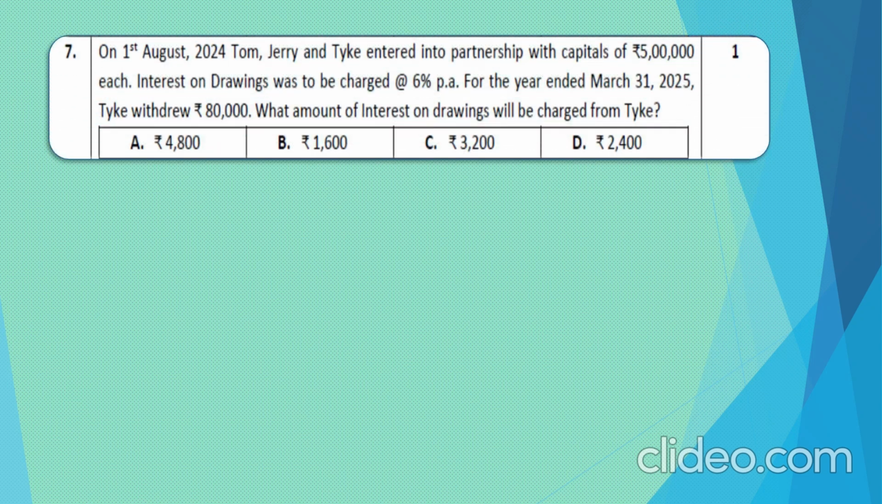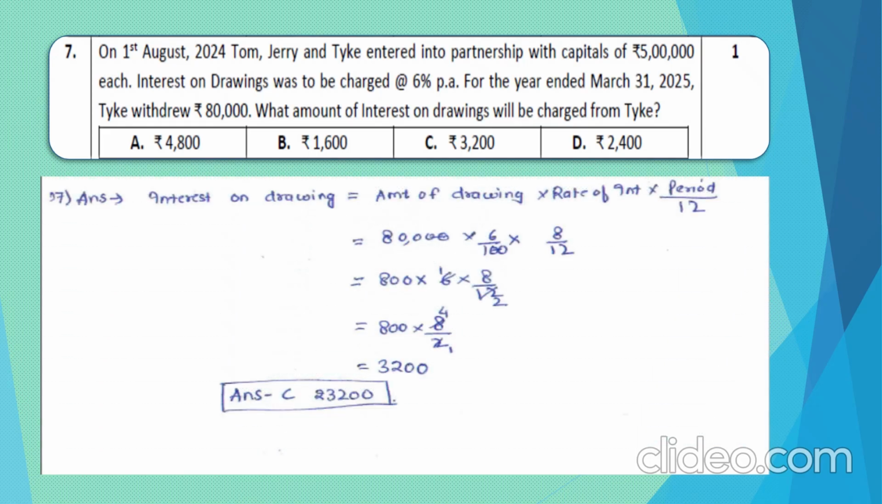The next question is the seventh question. On 1st August 24, Tom, Jerry and Tyke entered into partnership with capitals of 5 lakh each. Interest on drawings is 6%, and he withdrew 80,000. So what will be the interest on drawings charged? Okay. Now, first of all, what is your interest on drawings formula?